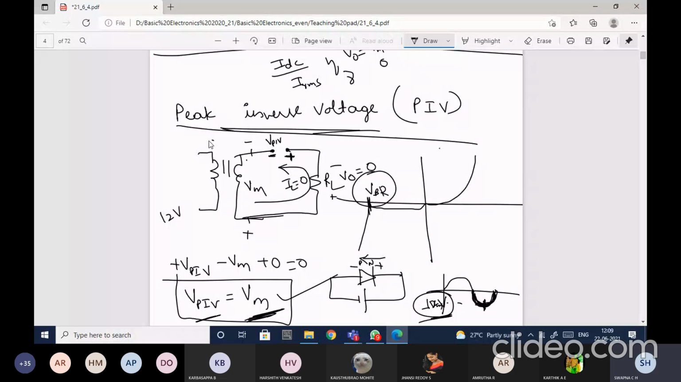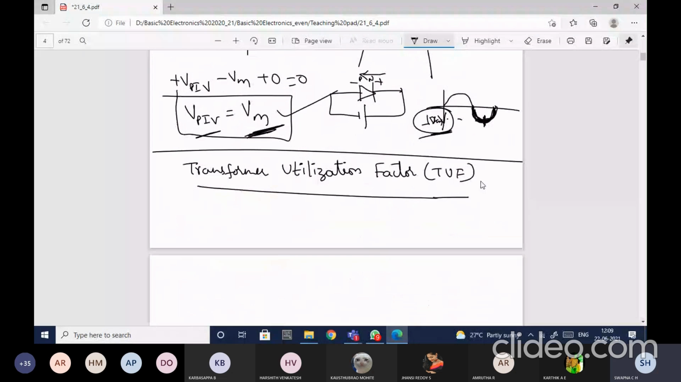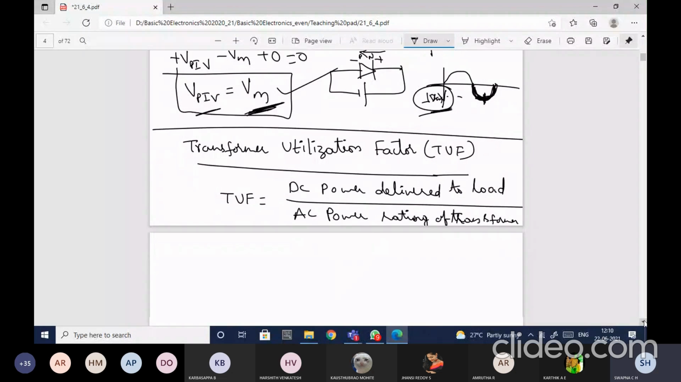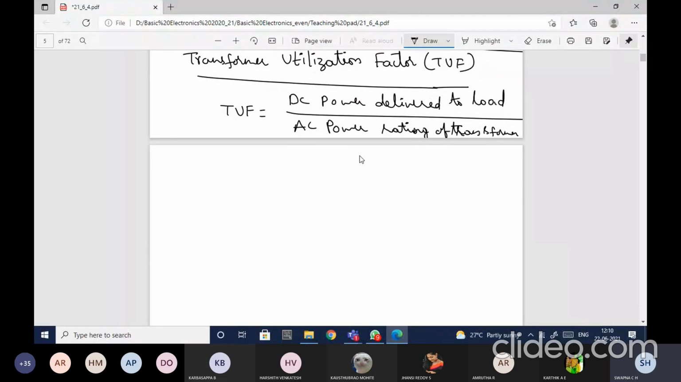TUF is nothing but the short form. TUF is calculated by taking the DC power delivered to the load divided by the power rating of the transformer. Anyway, whether I mention AC power or not doesn't matter, because a transformer is meant for AC only. So, DC power delivered to the load and AC power rating of the transformer.